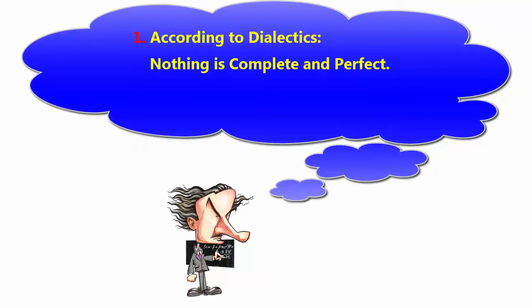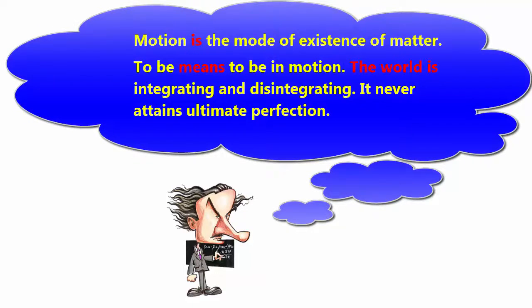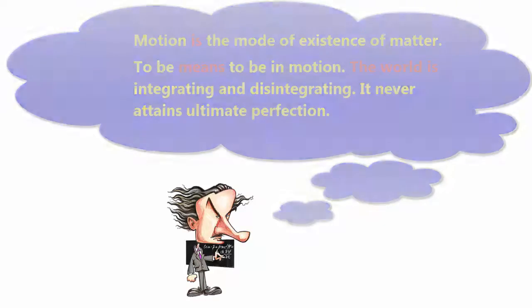Now we are going to determine the consequences of these dialectical expressions in science and particularly in physics. 1. According to dialectics, nothing is complete and perfect. This dialectical expression denotes, in the world nothing remains constant. Everything is in a perpetual state of transformation, motion, and change. Motion is the mode of existence of matter. To be means to be in motion. The world is integrating and disintegrating. It never attains ultimate perfection.